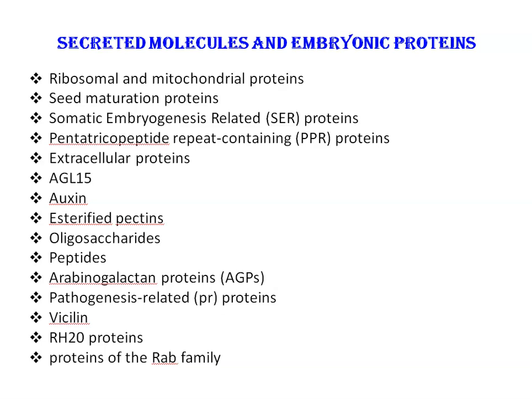Then extracellular proteins. The presence of specific extracellular proteins is correlated with the morphology of somatic embryos. Then AGL15. This is a transcription factor that promotes somatic embryogenesis by interacting with other factors, including auxin, ethylene, and brassinosteroids. Other secreted molecules and embryonic proteins include auxin, esterified pectins, oligosaccharides. Oligosaccharides: the cell wall in plants is a complex structure of multiple carbohydrates and proteins.